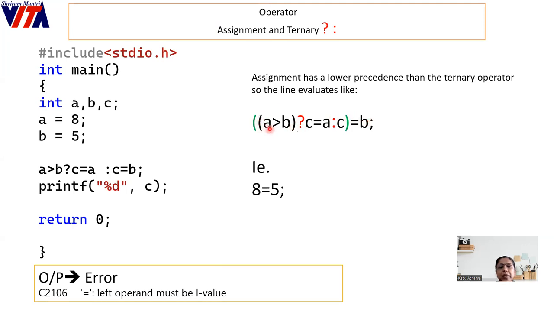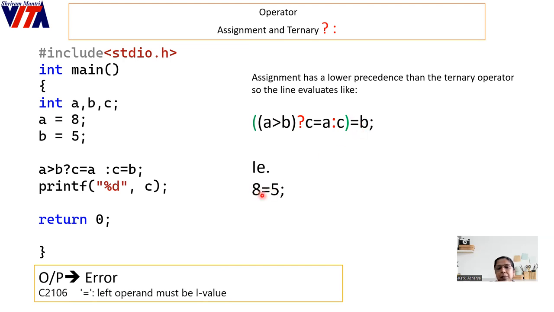It tries to evaluate A. In our case, A is holding the value 8, B is holding the value 5. Is 8 greater than 5? Yes, the condition is true. So it tries to put A into C, and then what are we reading? C has some value. For example, A has the value 8, which will go into C, and then after reading it, it will try to read this line.